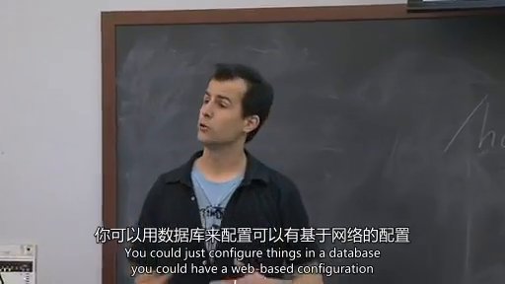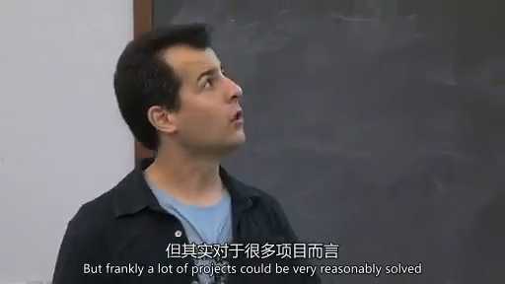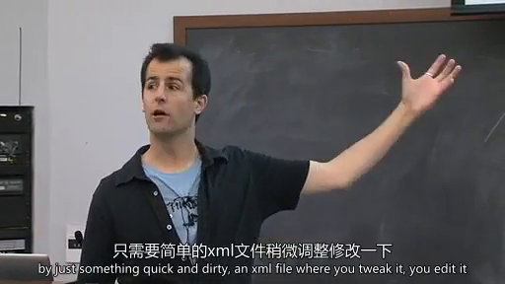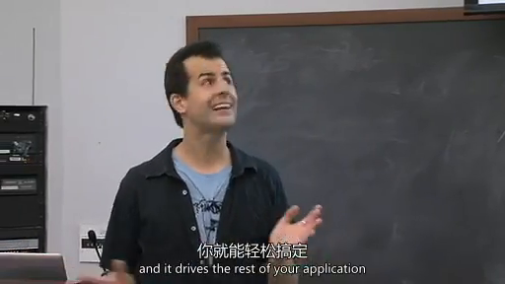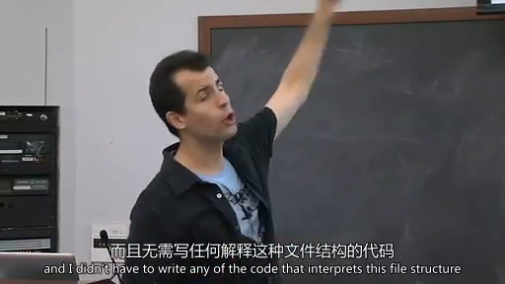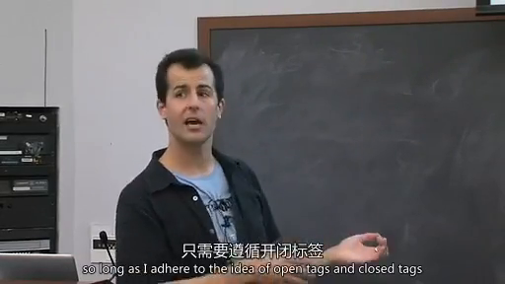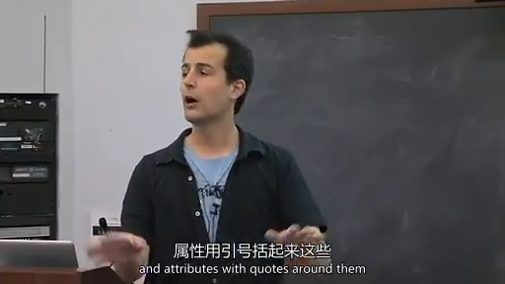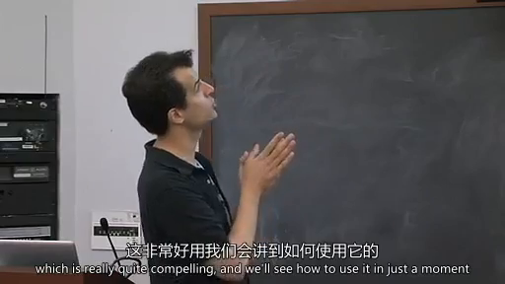Now, this is not all that novel an idea, right? You could just configure things in a database. You could have a web-based configuration. But frankly, a lot of projects can be very reasonably solved by just something quick and dirty. An XML file where you tweak it, you edit it, and it drives the rest of your application, and I didn't have to write any of the code that interprets this file structure. So long as I adhere to the idea of open tags and close tags and attributes with quotes around them, I can outsource that whole part of the project, which is really quite compelling. And we'll see how to use this in just a moment.